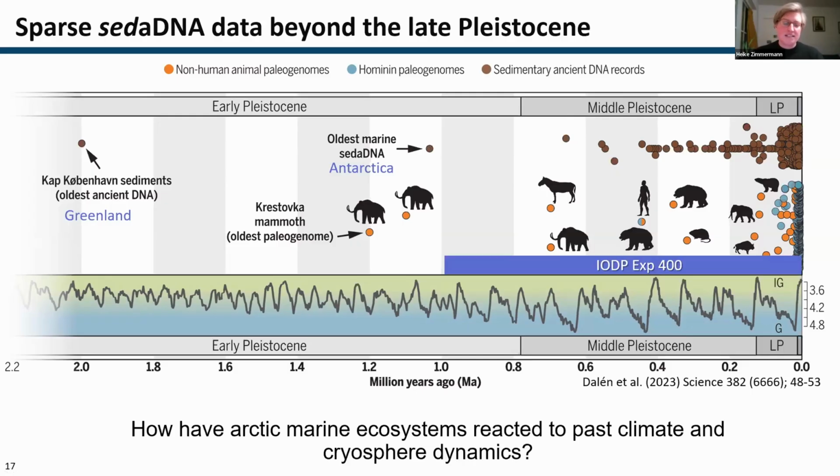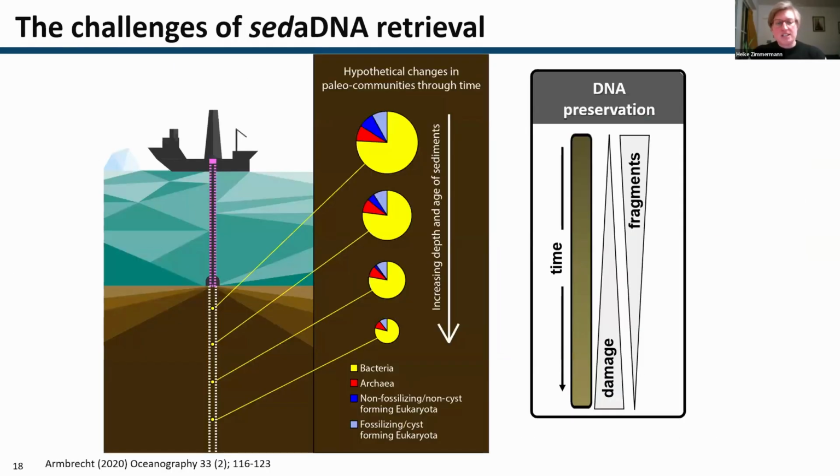And I'm tackling the question of how Arctic marine ecosystems have reacted to past climate and cryosphere dynamics. There's a huge challenge of retrieving sedimentary ancient DNA because the deeper you go into the sediments, the less DNA is there. And of course, most of that DNA is actually from bacteria. So eukaryotes are just a very small fraction. And over time, the fragments get smaller and post-mortem damage increases because repair mechanisms don't work anymore.